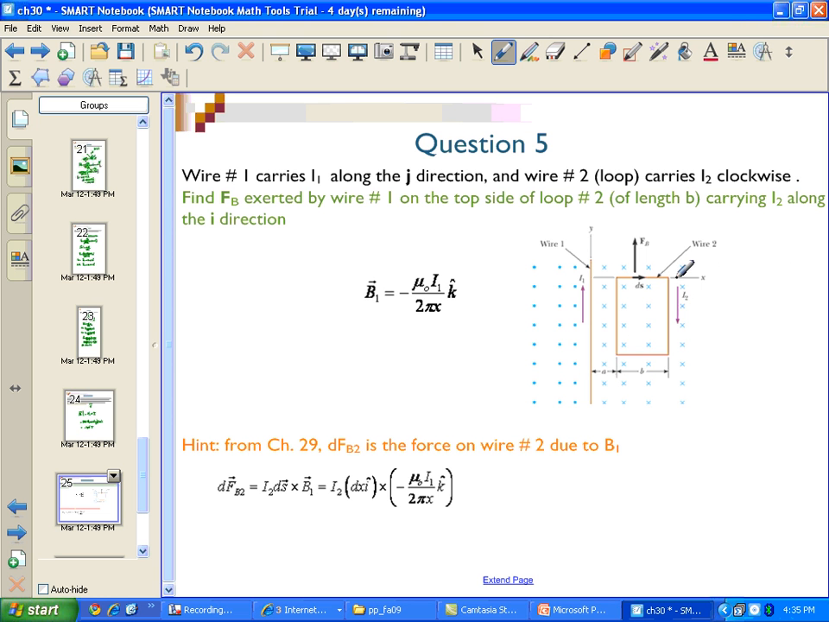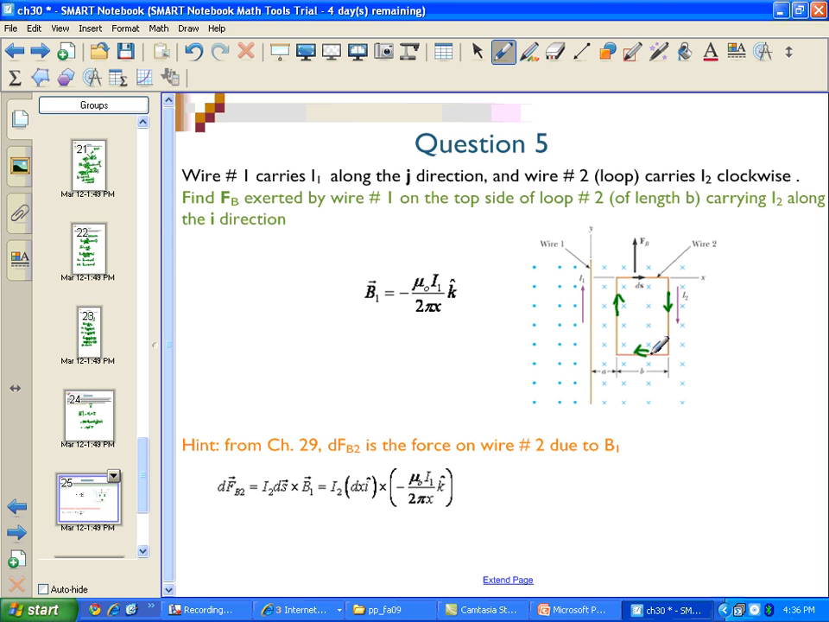Meanwhile, we have a loop, which is this rectangular loop that you see right here, placed at a distance little a from the long wire, and this loop also carries current. As you can see, the current on this loop is in the positive j-hat direction on the leftmost side, in the positive i-hat direction at the top, in the negative j-hat direction on the rightmost side, and then in the negative i-hat direction at the bottom.